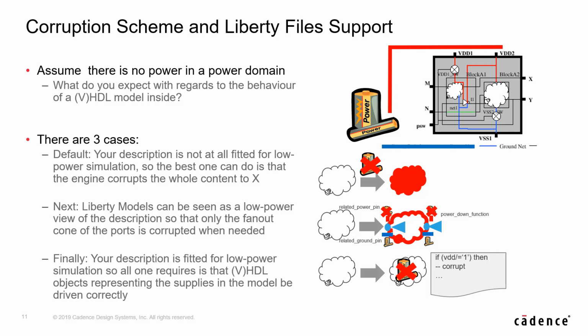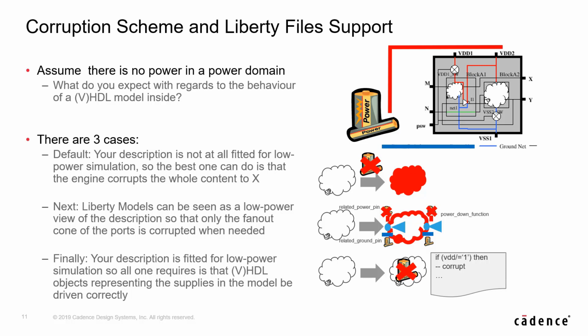Now, finally, your description could be fitted for low power. For example, think about a memory. You may want to control exactly what kind of corruption you want to handle. That means you expect your models to contain also PG pins. You have VDD, you have GND. We will simply make sure that the supply net connected to it will provide the good value, and then it's up to you to model it correctly.